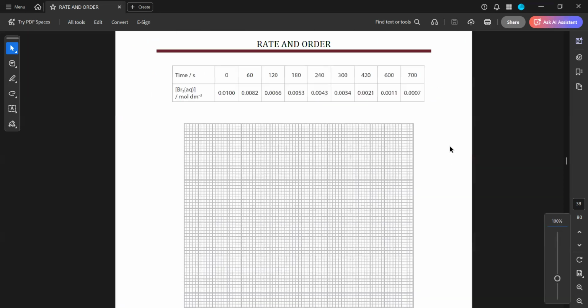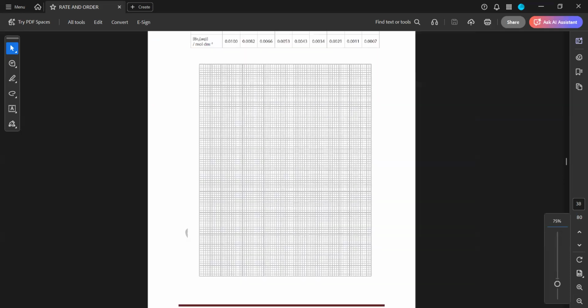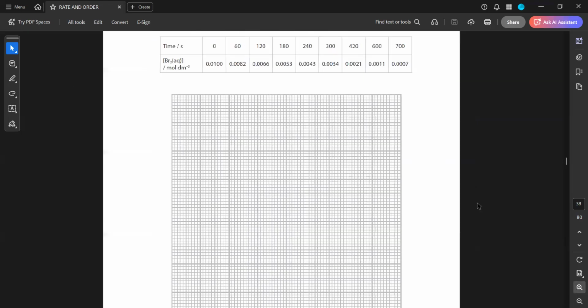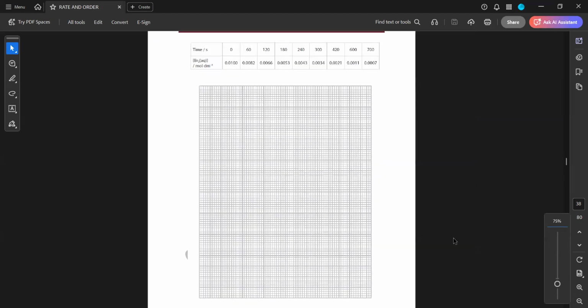As you can see, a graph is there. You have to select a suitable scale for this graph, and then check what happened. You can clearly see that the concentration of bromine, a reactant, is decreasing with time. So how can we determine the rate with respect to bromine? On the y-axis we have the concentration of bromine, and on the x-axis we have the time.